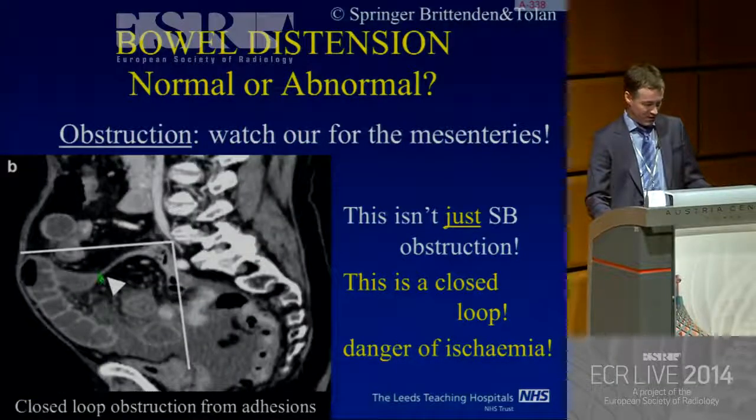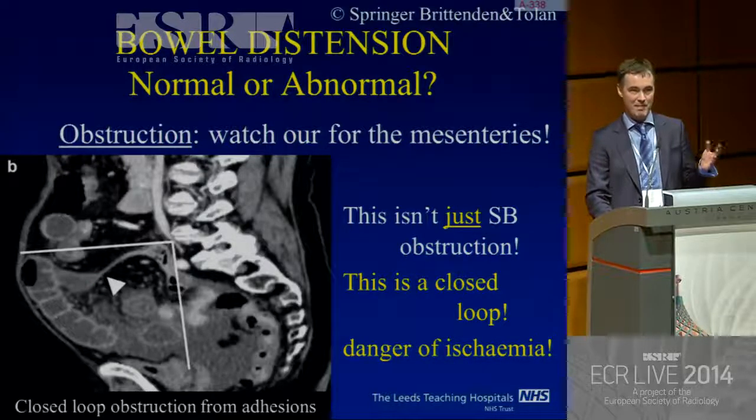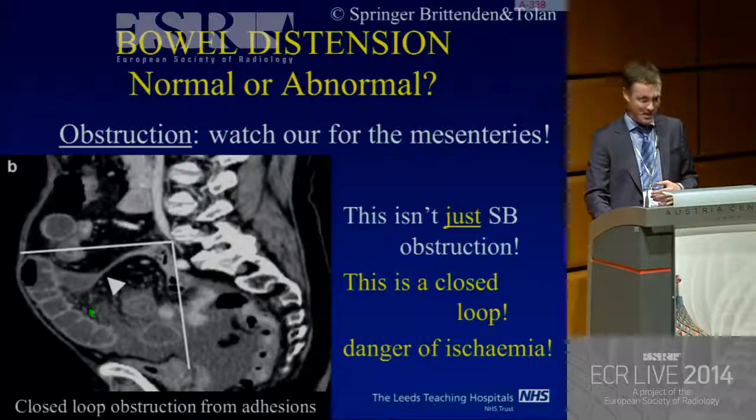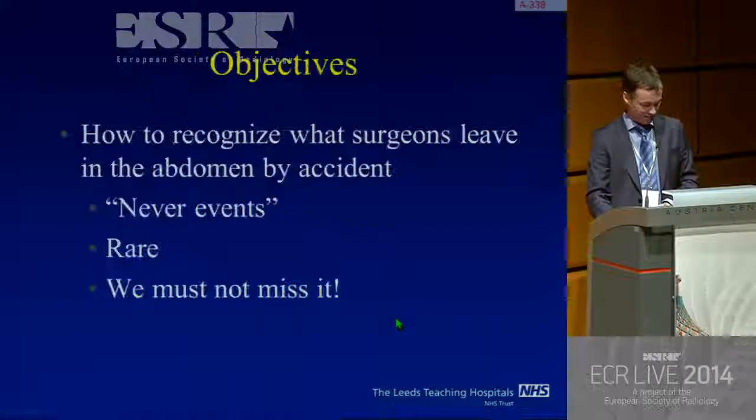And also, you look for the double transition point. Generally speaking, you'll have collapse of the proximal bowel and then collapse of the distal bowel and the transition point here, but also look for these changes in the mesentery again. This patient needs to go straight back to theatre. They can't wait, as an ordinary small bowel obstruction might.